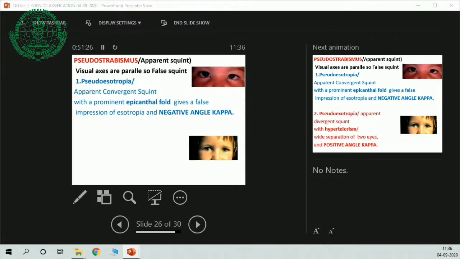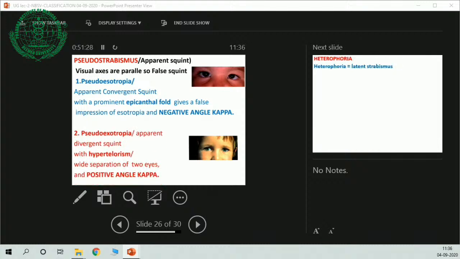Next, once again, here there is hypertelorism. You can see the wide distance, and you can feel that the patient is having pseudo exotropia. It looks like exotropia but it is not. Okay, so it is called pseudo exotropia.